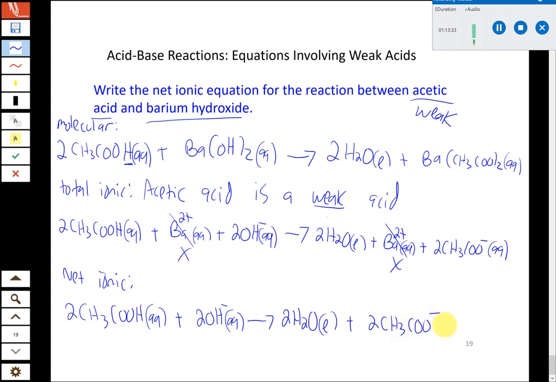All right, so net ionic equations do become a little bit more involved when we're dealing with weak acids, but the same principles apply. We separate things into ions that are appropriate to separate, being ionic compounds or strong acids, and then everything else we leave and we just cancel out spectator ions.